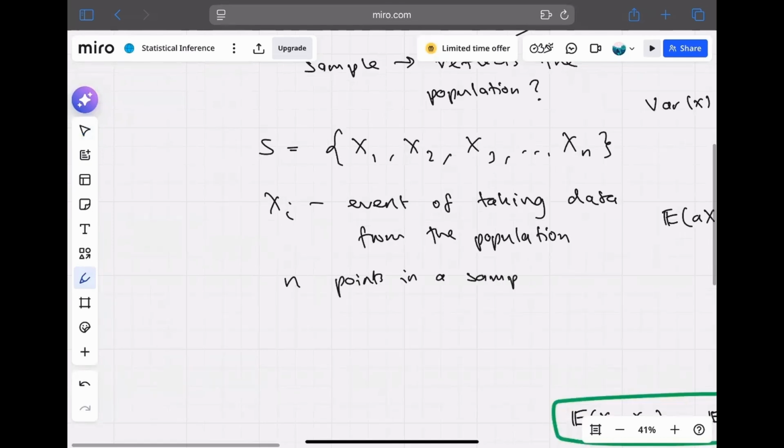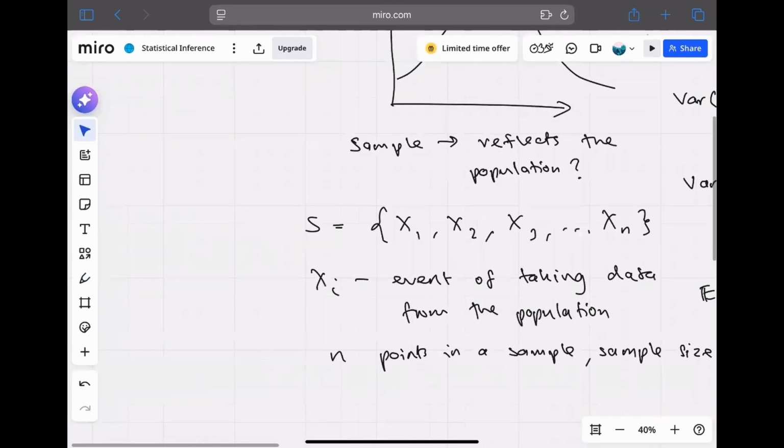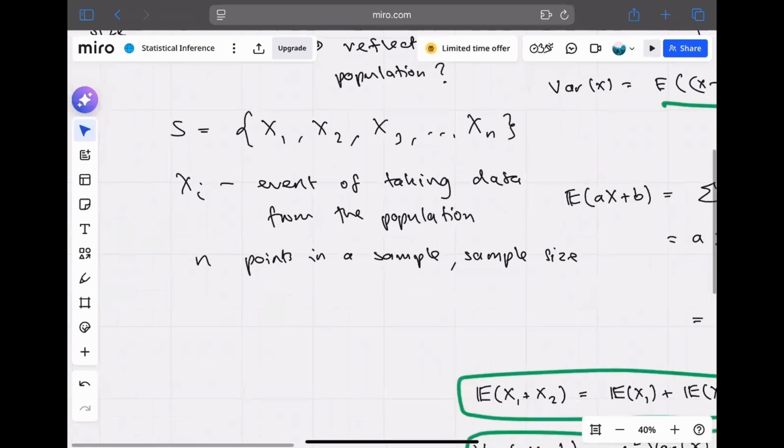And this is the sample size. Now you might also see capital N. Capital N refers to the population size. But in Specialist, you'll be dealing with lowercase n because that refers to your sample.